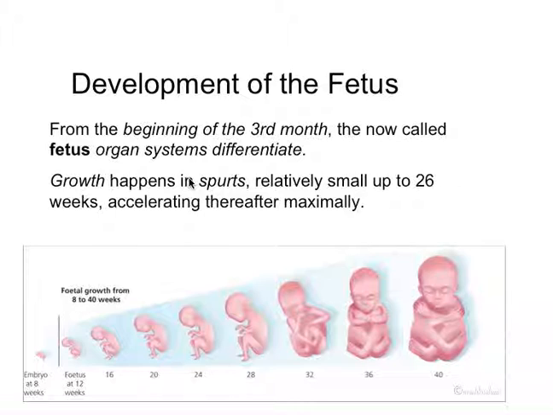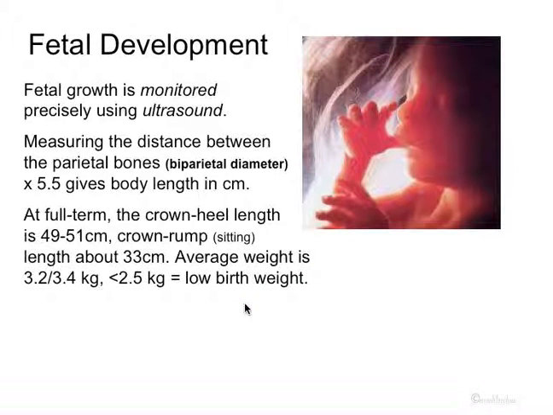From the beginning of the 3rd month, we now call it a fetus, and the organ systems differentiate. Growth is relatively small up to 26 weeks, and then it accelerates maximally thereafter. So first the systems get developed, and then we add size to them. Fetal growth is monitored by ultrasound. We measure the distance between the parietal bones, the biparietal diameter, and times 5.5 gives us the body length in centimeters. That's pretty interesting.